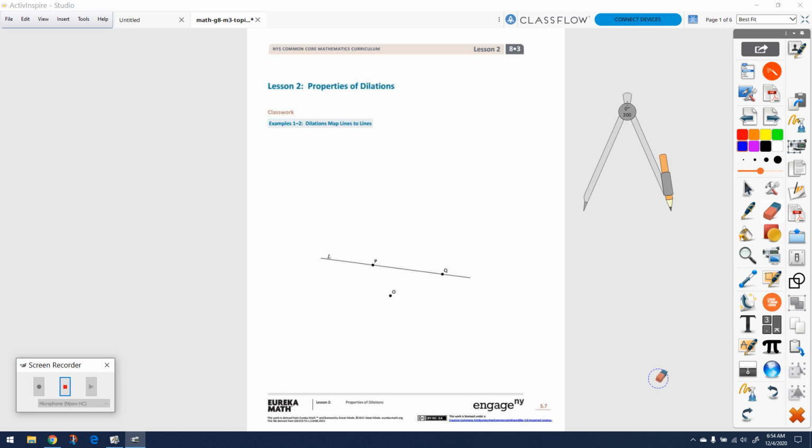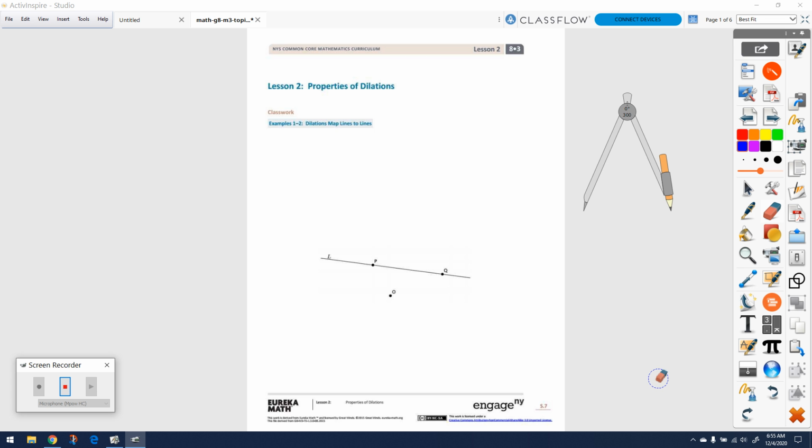Hi, 8th graders. Today we're taking a look at properties of dilations, and we are on lesson 2, page 13 in your textbook. So let's go ahead and take a look at that.